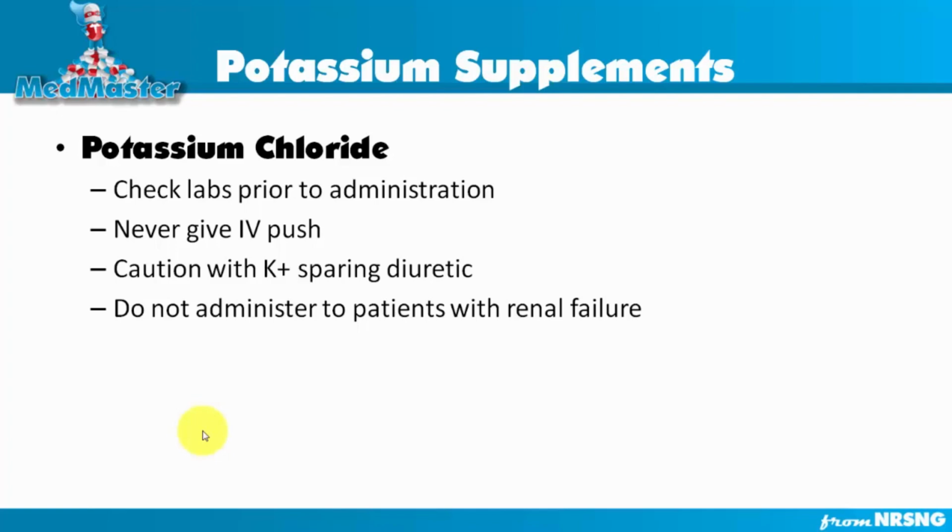This medication burns and it needs to be given very slowly, so never give it IV push. And then use caution with potassium-sparing diuretics like spironolactone, because spironolactone and other potassium-sparing diuretics are going to preserve potassium and drive up our potassium level. So then as we're doing that, if we're also giving potassium supplements, we need to be careful there.